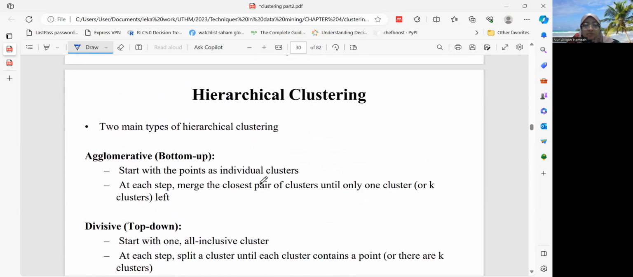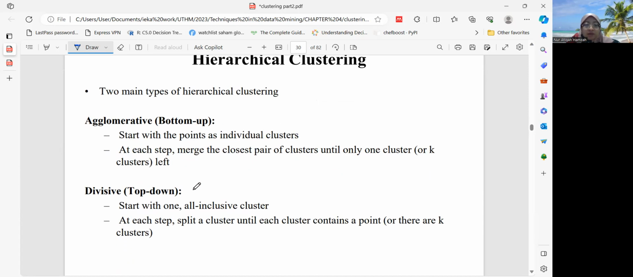So, two main types of hierarchical clustering, we have agglomerative and divisive. Agglomerative is bottom up. So it starts with the points as individual clusters. At each step, it merges the closest pair of clusters until only one cluster or K clusters are left.